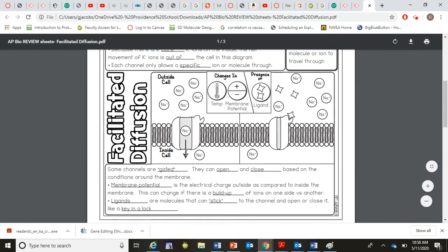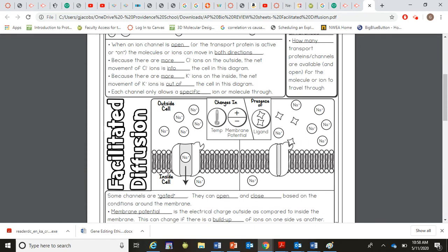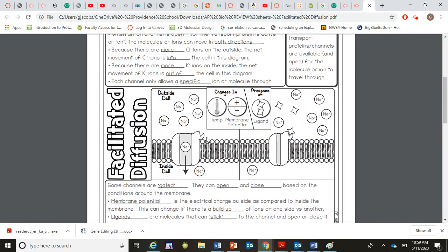An example of facilitated diffusion down here is that some channels are gated, so they can open and close based on the conditions around the membrane. An example of gated ion channels are ones in your neurons that need to have something bind to the outside of the cell to open the protein so that things can pass in and out. Some aren't just open all the time. They're not just open to the public. They need something that causes them to open specifically for certain molecules and during certain conditions.